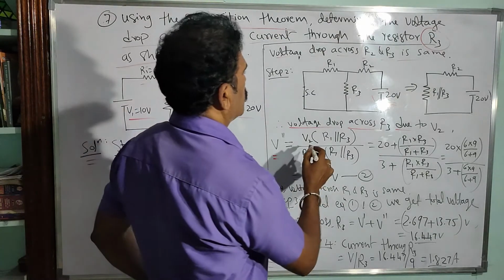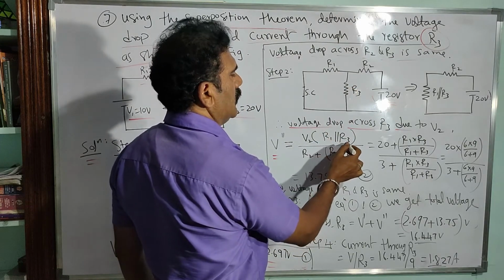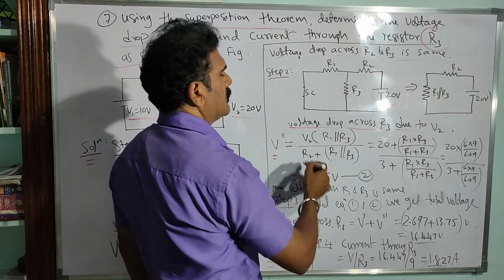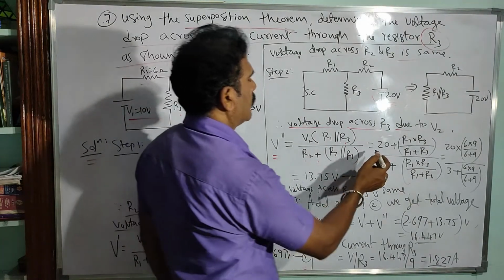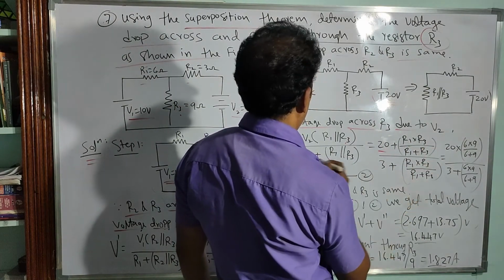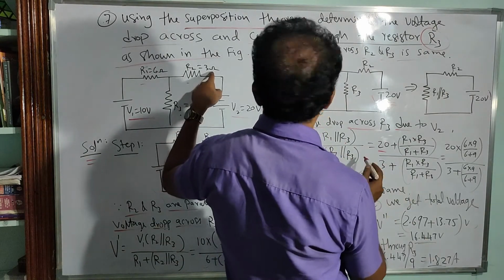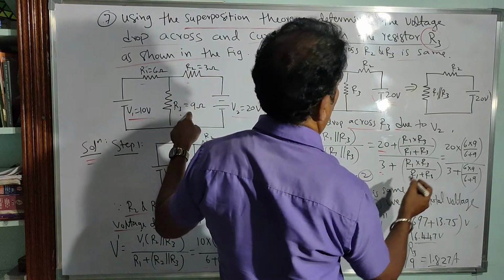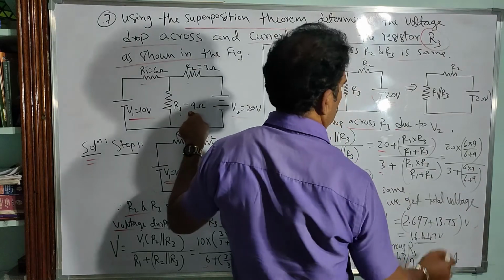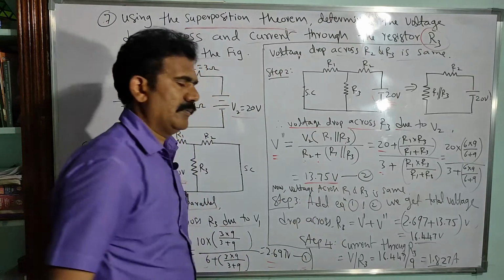So that is equal to V2 into the parallel resistors, now R1 and R3, right? So R1 parallel with R3, divided by, in the denominator, R2 plus R1 parallel with R3, that is the total resistance. Substitute the values: V2 is 20, R1 R3 by R1 plus R3. Here, what is the value of R2? The value of R2 is 3 ohms. Then the R1 and R3 values are 6 and 9, isn't it? So 6 into 9 by 6 plus 9, here 6 into 9 by 6 plus 9. Then simplify this value. You must get 13.75 volts as the answer.